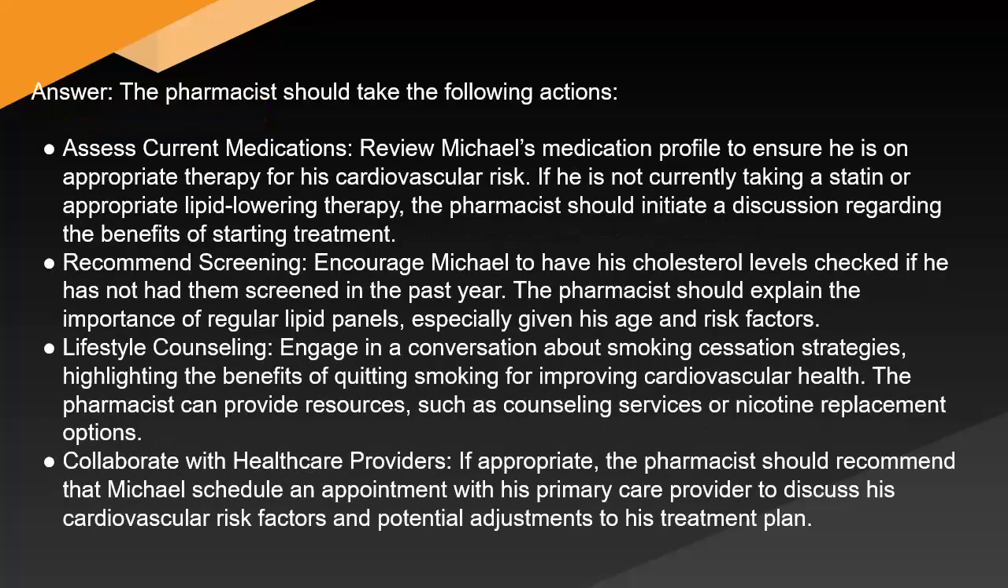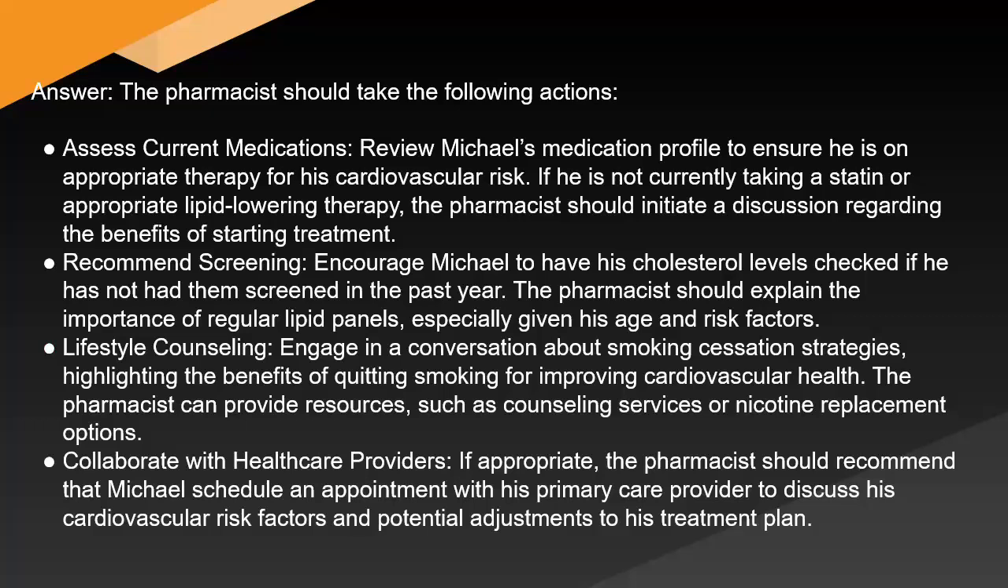Answer. The pharmacist should take the following actions. Assess current medications. Review Michael's medication profile to ensure he is on appropriate therapy for his cardiovascular risk. If he is not currently taking a statin or appropriate lipid-lowering therapy, the pharmacist should initiate a discussion regarding the benefits of starting treatment. Recommend screening. Encourage Michael to have his cholesterol levels checked if he has not had them screened in the past year. The pharmacist should explain the importance of regular lipid panels, especially given his age and risk factors.